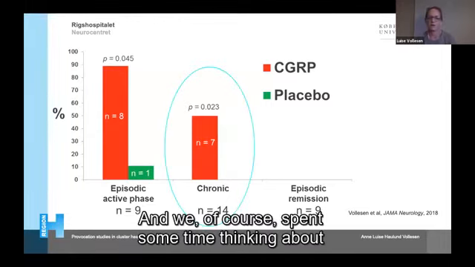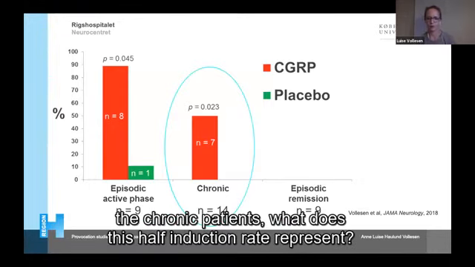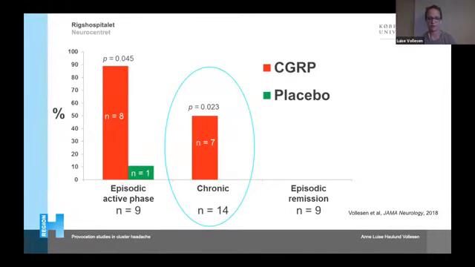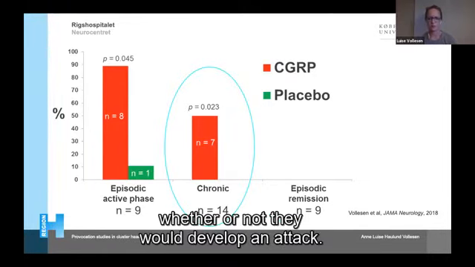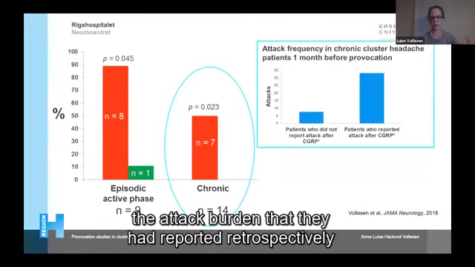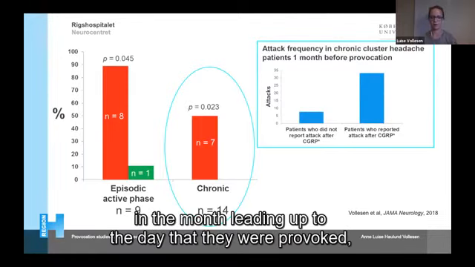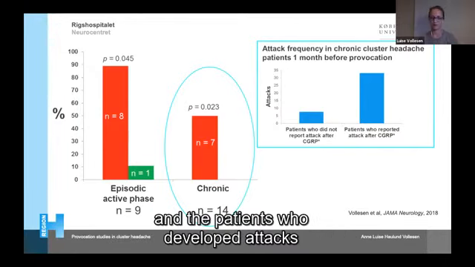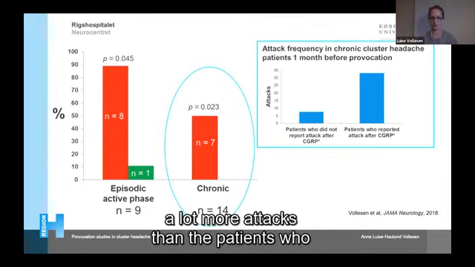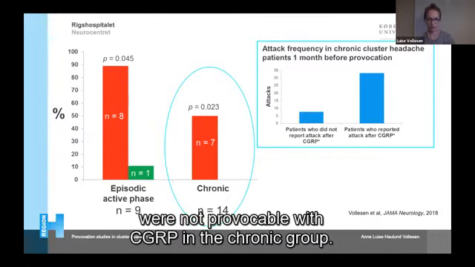And we, of course, spent some time thinking about the chronic patients. What does this half induction rate represent? One of the first things we looked at was intake of preventive medications. That didn't really seem to influence whether or not they would develop an attack. Rather, when we looked at the attack burden they had reported retrospectively in the month leading up to the day they were provoked, the patients who developed attacks turned out to have had, on average, a lot more attacks than the patients who were not provocable with CGRP in the chronic group.